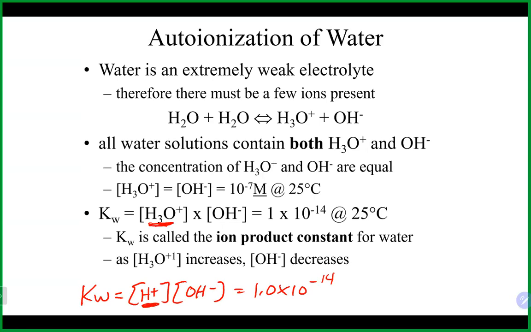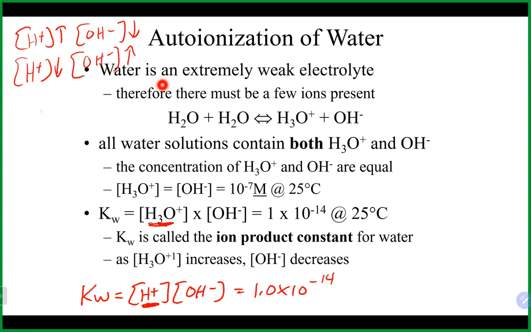The relationship between H plus and OH minus is an opposite relationship. As the concentration of H plus increases, the OH minus concentration will decrease, and vice versa. And by the way, when we have the little brackets, that means concentration, and pretty much that means molarity, as we were talking about.